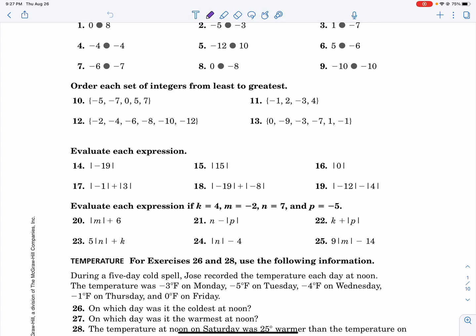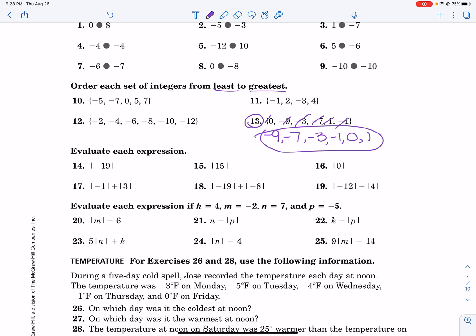Okay, so let's go ahead and take a look at these questions. And in case you can't see it on your PDF, I'll make sure that we go over all of them. Okay, so the first one I want to talk about is 13, and I want to go from least to greatest. So the most negative, which is -9, then -7, then -3, then -1, then 0, and then 1. And that would be from least to greatest.